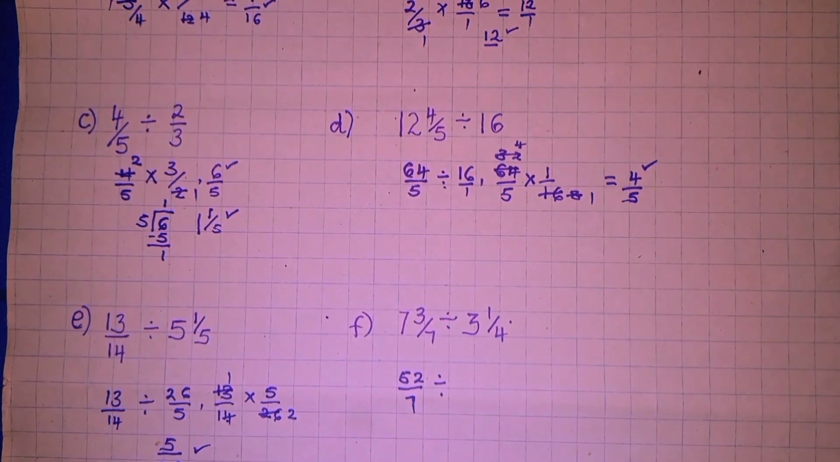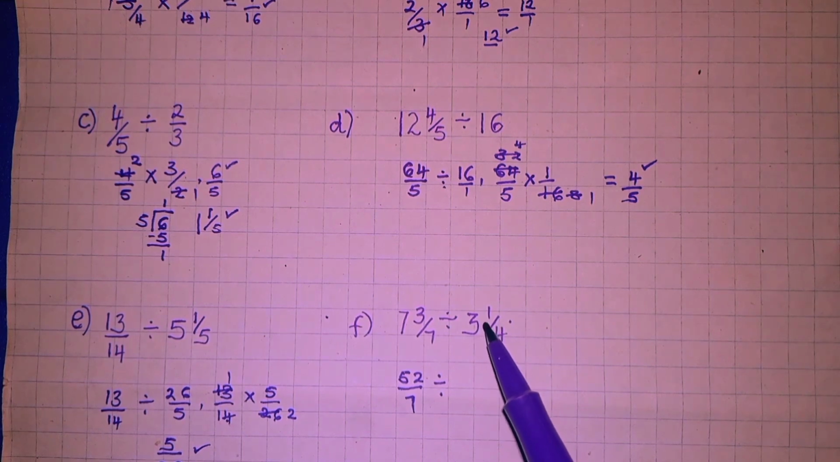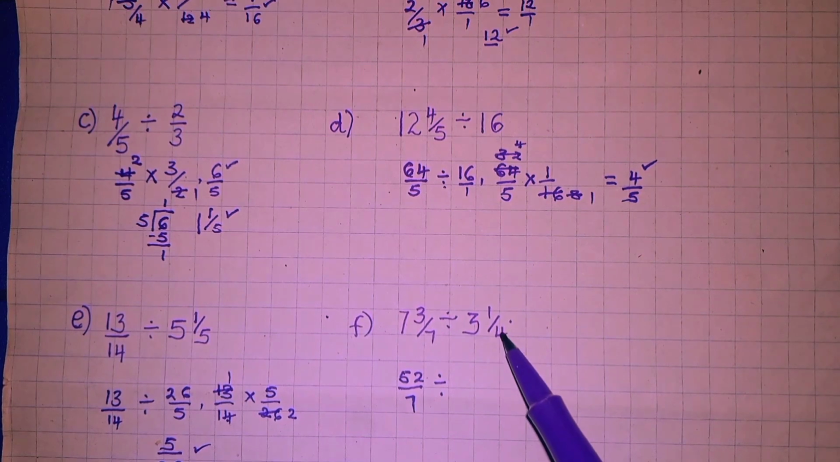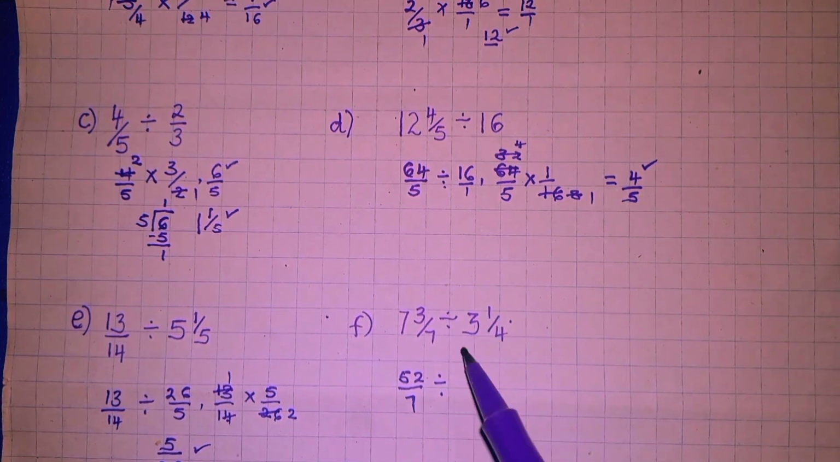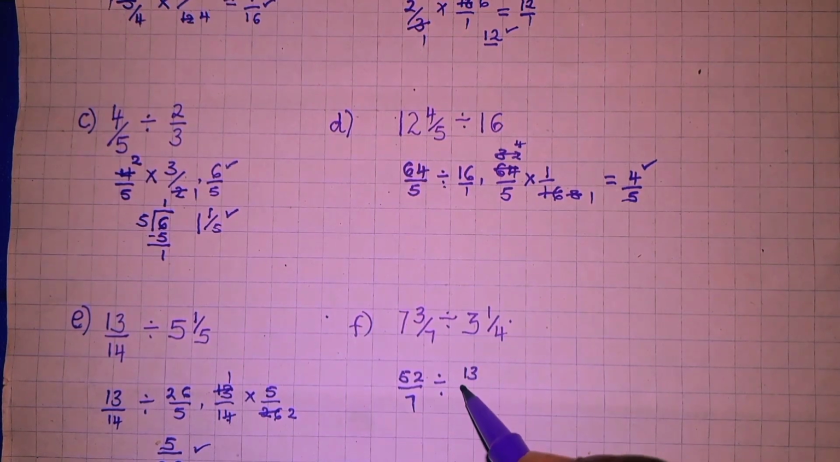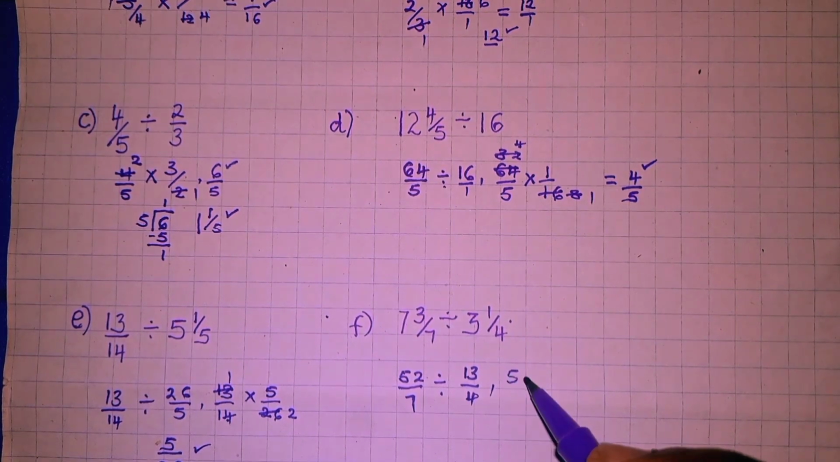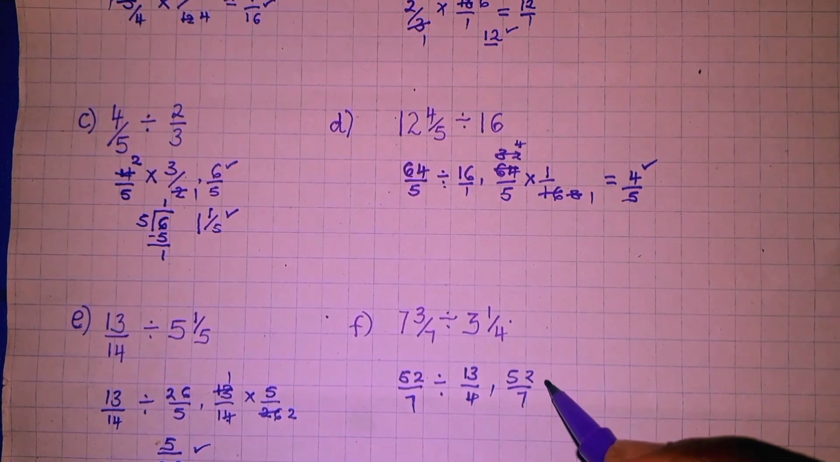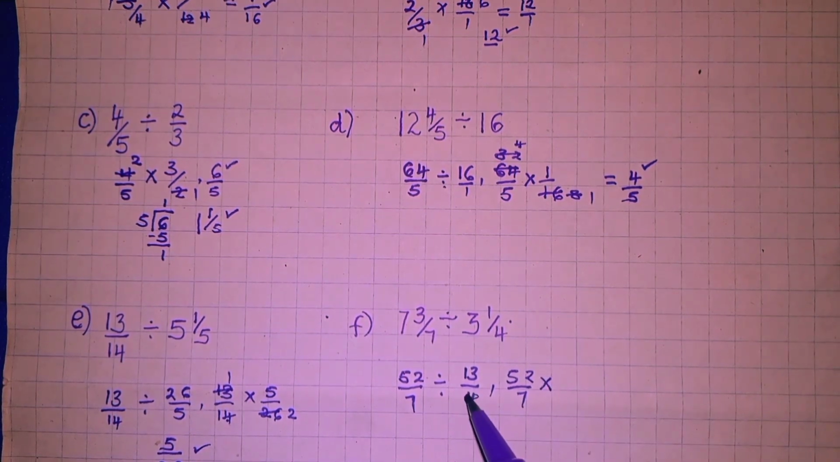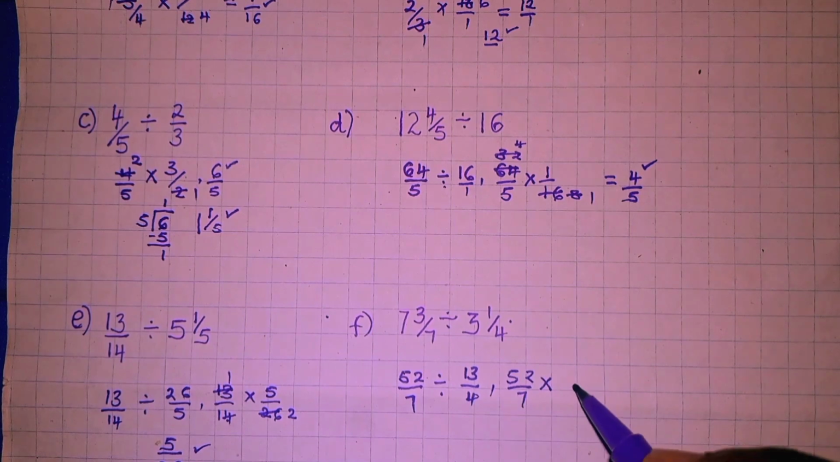Sorry for the interruption. This one was 52 over 7 divided by 3 and a quarter, which should be converted into an improper fraction. So 4 times 3 is 12. 12 plus 1 is 13. So this one becomes 13 over 4. So the next step is to say 52 over 7. Change the sign to multiplication. Then reciprocate the divisor. 13 over 4 becomes 4 over 13.